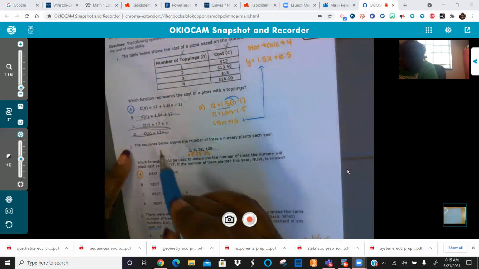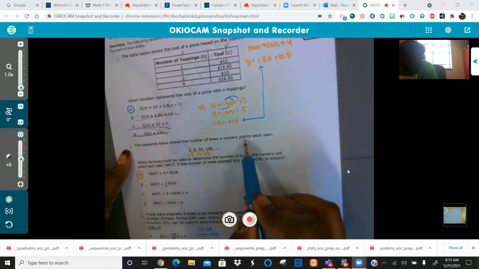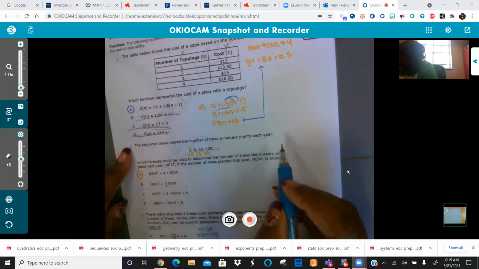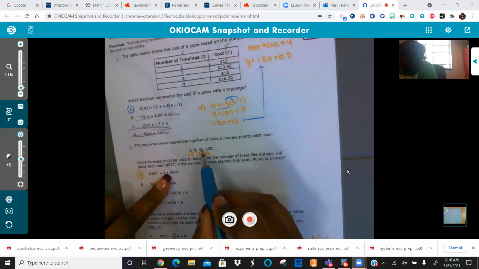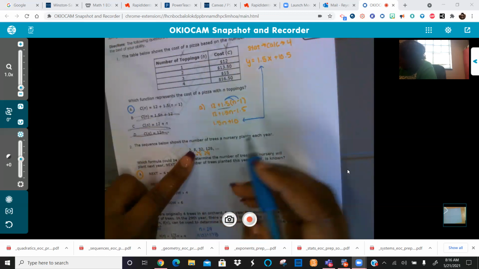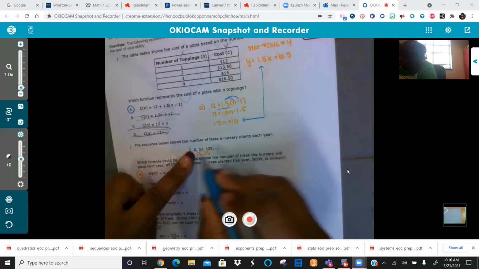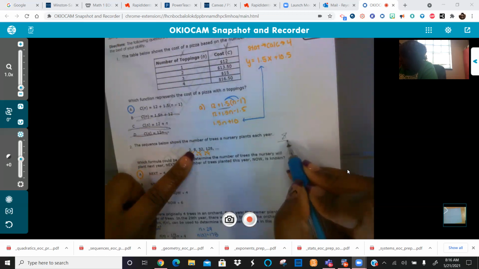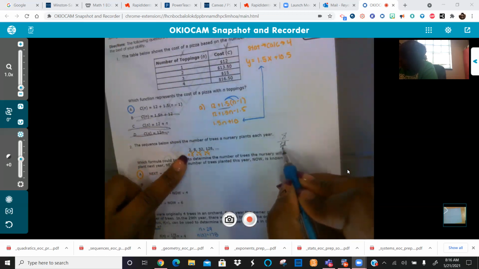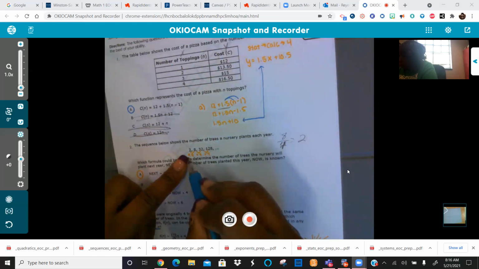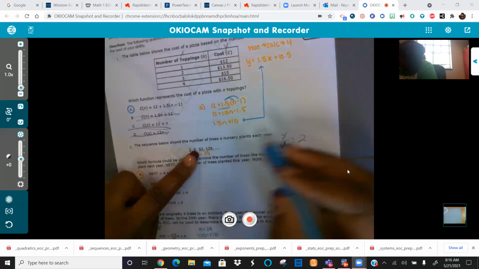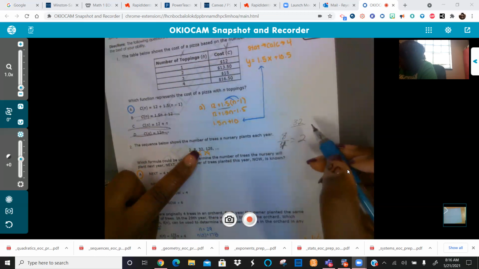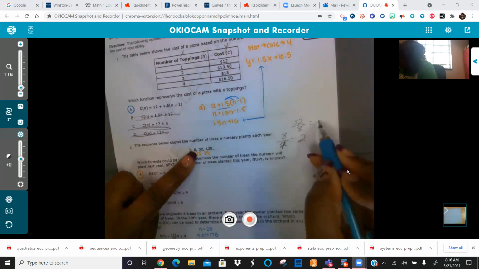All right. It says the sequence below shows the number of trees a nursery plants each year. So look at this sequence. Okay, the numbers are going up extremely fast, so more than likely it's an exponential function. Let's see what number can be multiplied to give you the next number. We'll work backwards, divide backwards. So start with 8. Do 8 divided by 4, sorry, is going to give me that 2. We could have done 32 divided by 8, working backwards, and that would give you 4.